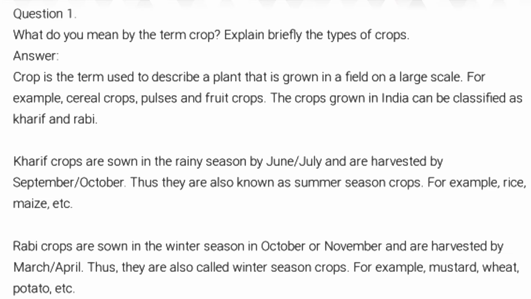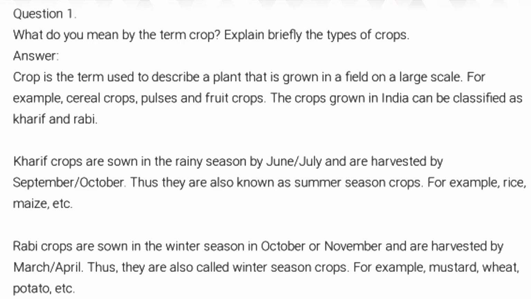First question is, what do you mean by the term crop? Explain briefly the types of crops. And the answer is, crop is the term used to describe a plant that is grown in a field on a large scale. For example, cereal crops, pulses and fruit crops. The crops grown in India can be classified as kharif and rabi. Kharif crops are sown in the rainy season by June, July and are harvested by September, October. Thus, they are also known as summer crops, for example, rice, maize, etc.